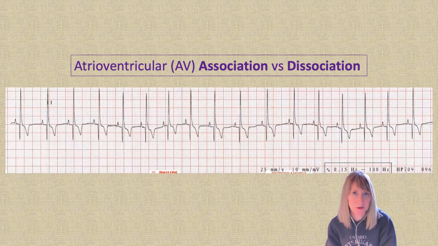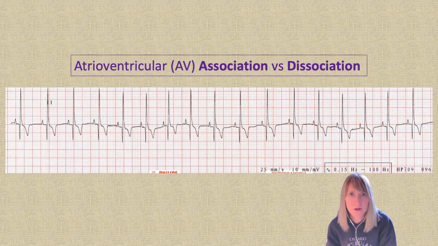Today I want to share with you an electrophysiologic concept. So not a specific rhythm diagnosis, but rather an ECG feature that can help us distinguish certain types of rhythms. As we explore more rhythm diagnoses and try to figure those out, this concept can be really useful. And that is the concept of atrioventricular or AV association versus dissociation.